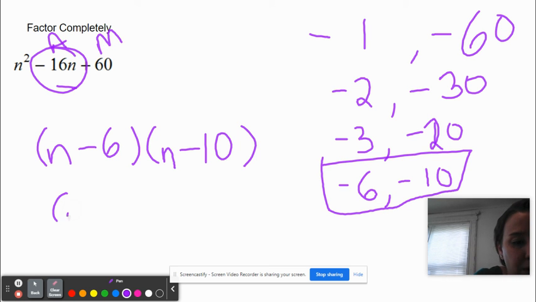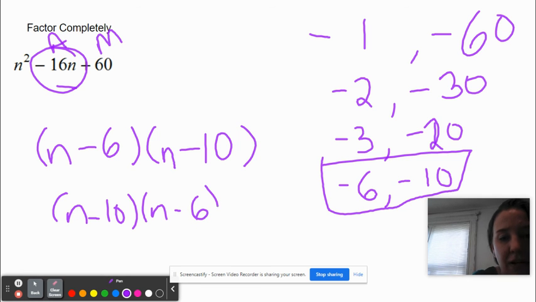And again, it wouldn't matter if you did this. That's fine as well. So it does take a little playing around. The best thing you can do is list all the stuff that multiplies to be the back number and then ask yourself which ones add to be that middle number.